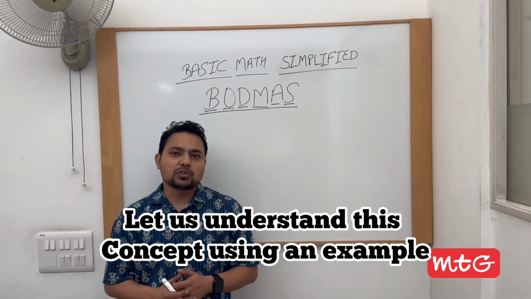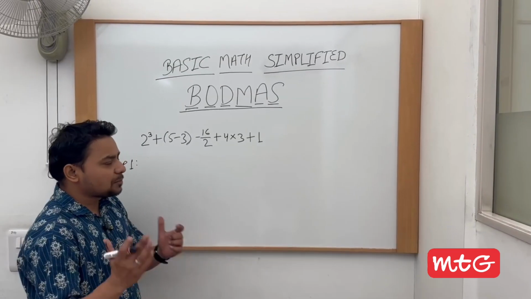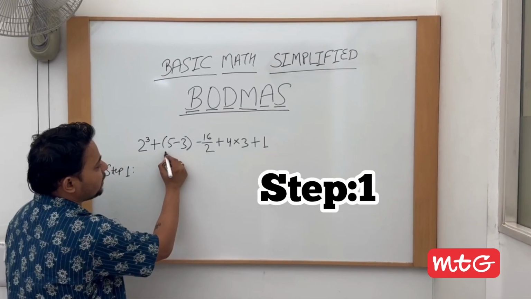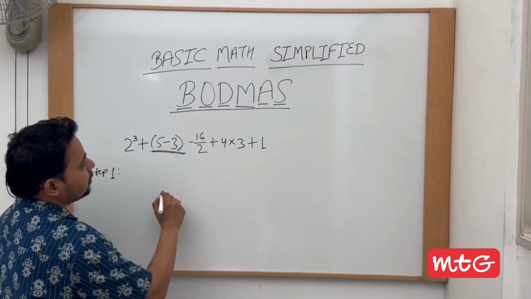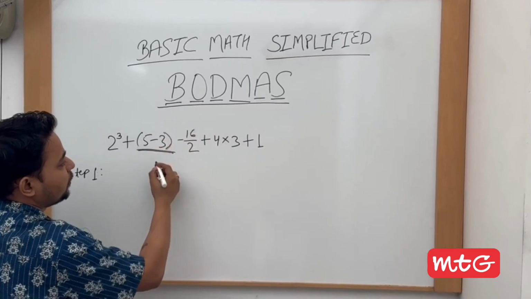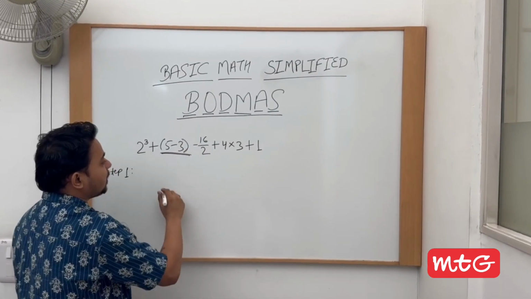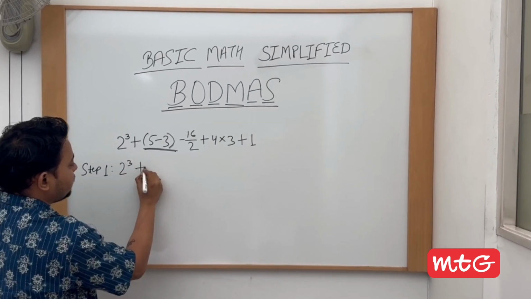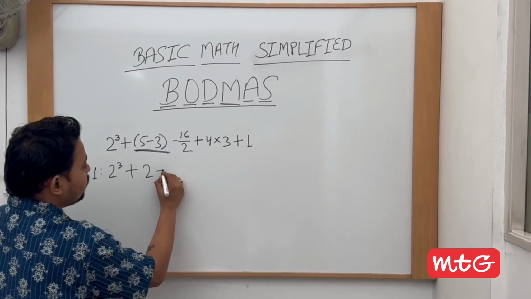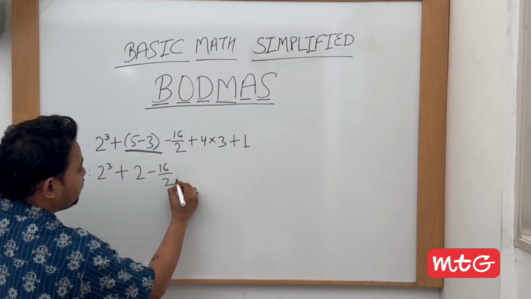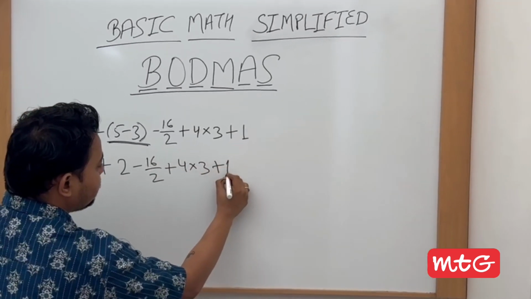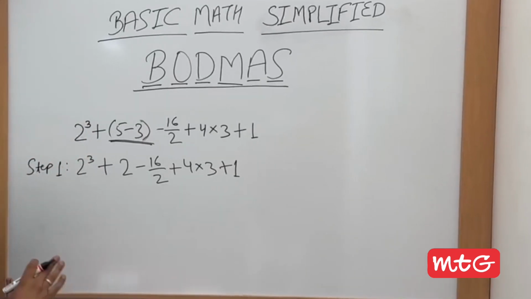Let us understand this concept using an example. So let's begin the process. First of all, here is the bracket part. As per the formula BODMAS, we solve the B part, the bracket part. So what comes here? 2. So step 1 is complete.